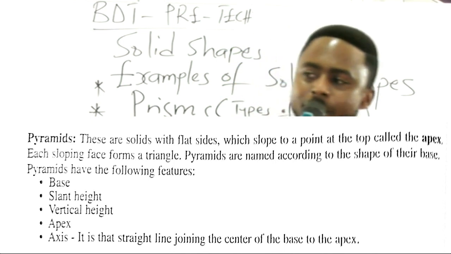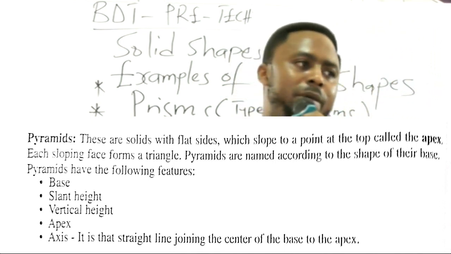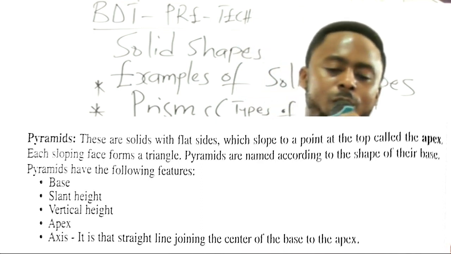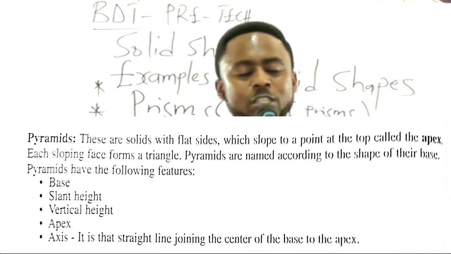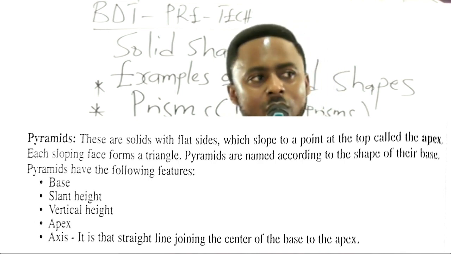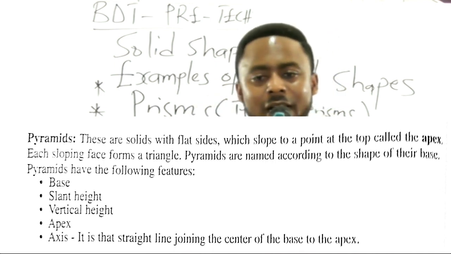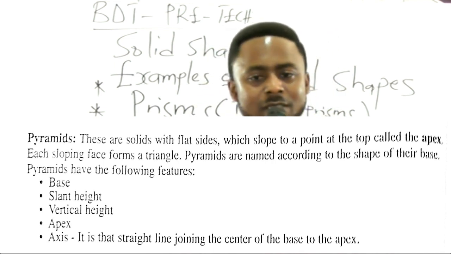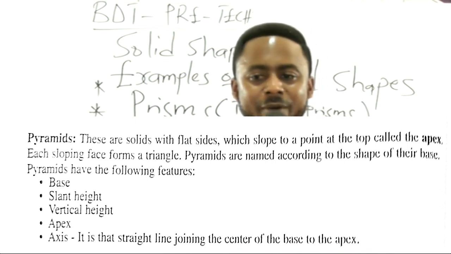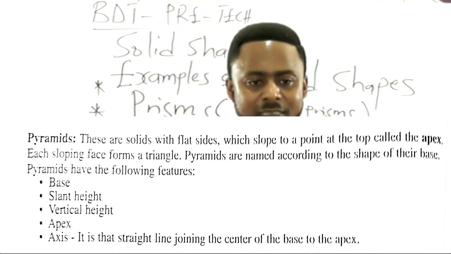Good. Then we also learned about pyramids. We said that pyramids are solids with flat sides which slope to a point at the top called apex. So unlike prisms, which have the sides parallel to each other, pyramids actually meet at a point called the apex.